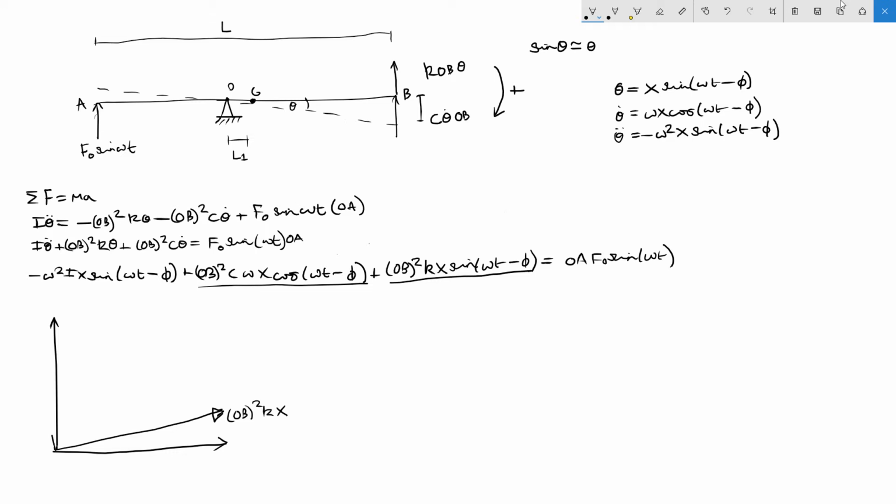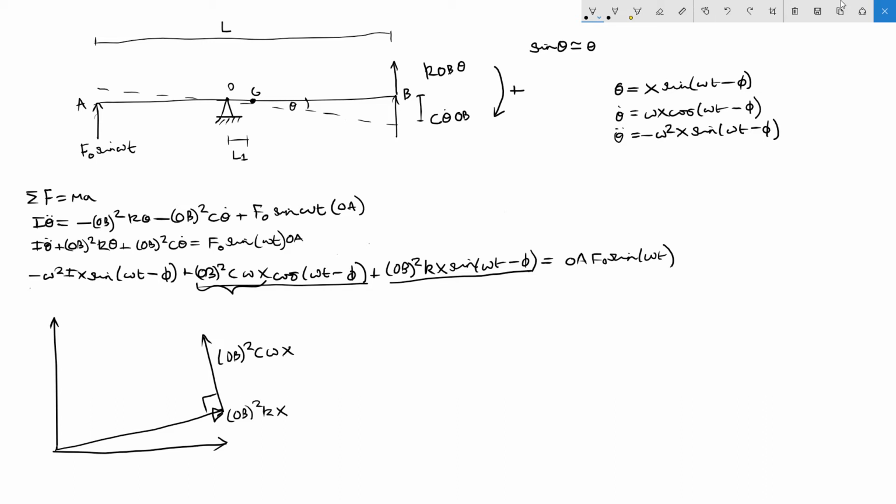Now, if this was from the origin, this phasor would look something like this. But for us to actually produce a vector polygon, we're going to translate this over here, and this is going to be at a right angle to the last phasor that we drew in. And the magnitude of this one is equal to OB squared c omega x. As you can see, I'm just taking out this component from here.